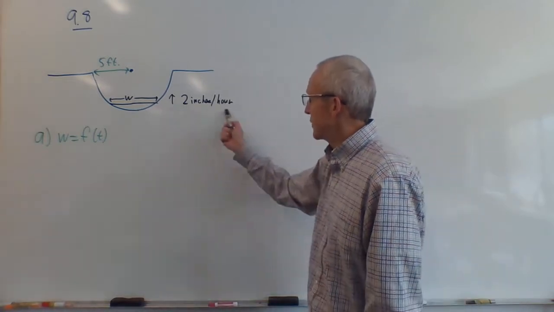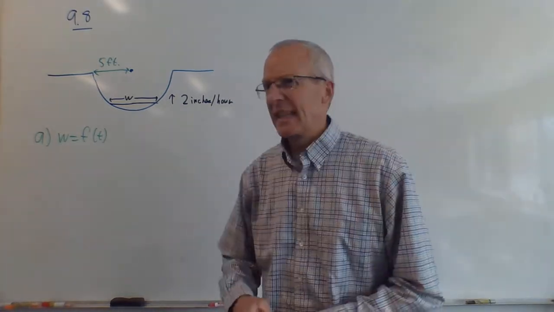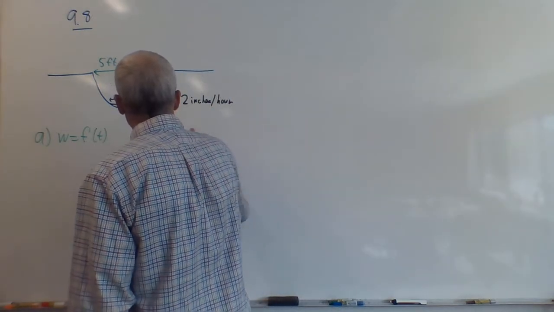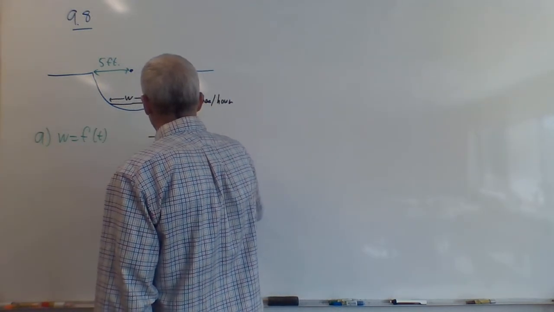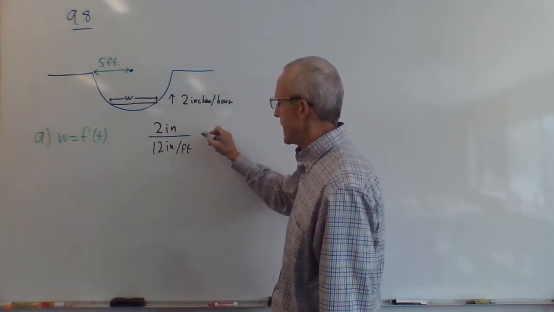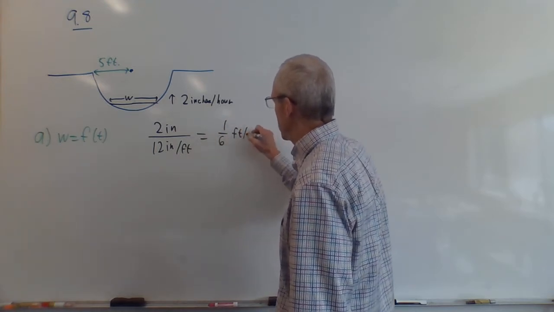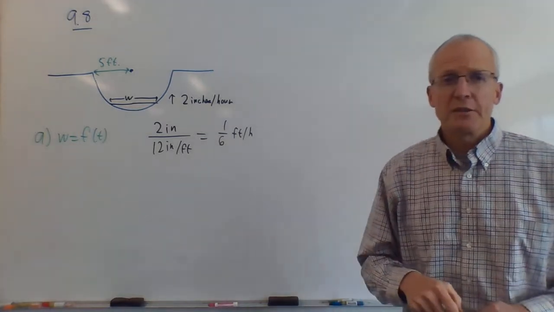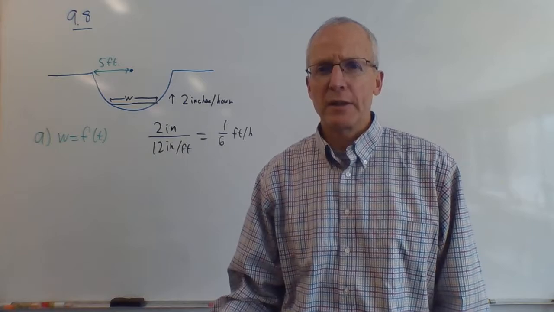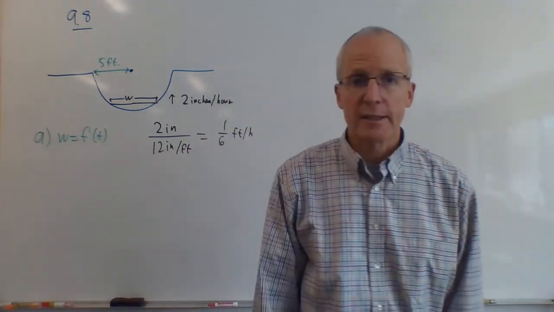So first we have to change 2 inches per hour into feet per hour. So 2 inches is 1/12 of a foot, right? So 2 inches divided by 12 inches per foot. The foot's in the bottom of the bottom, which is the top, so that's 1/6 feet per hour. So now we can just use 1/6 for the rate that the water goes up. We know we have feet, we know we have hours, and whatever we get will be in the right units. Our width will be in feet, and our time will be in hours.